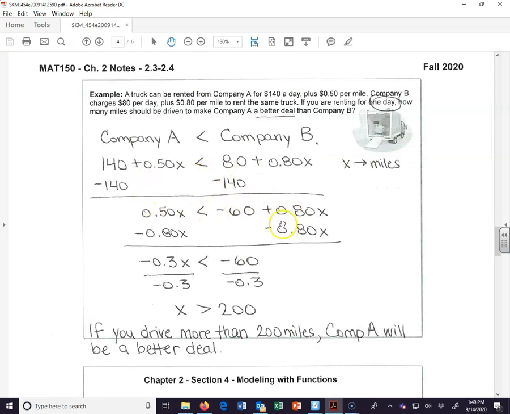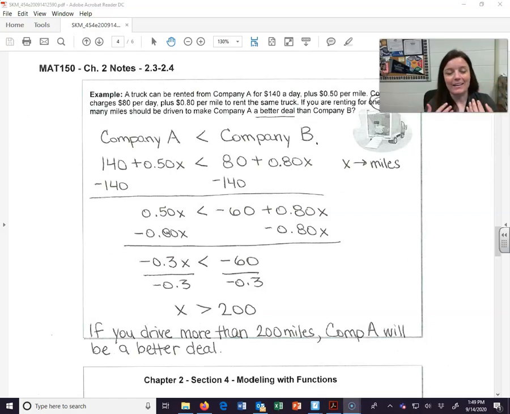So we work out this problem like we did the others, and we end up with X is greater than 200. Our inequality sign ended up having to flip in the last step because we divide by a negative. So our conclusion is that if you drive more than 200 miles, Company A will be a better deal. Which would also mean if we drive less than 200 miles, Company B would be a better deal, right? So that would be how we would interpret that outcome.